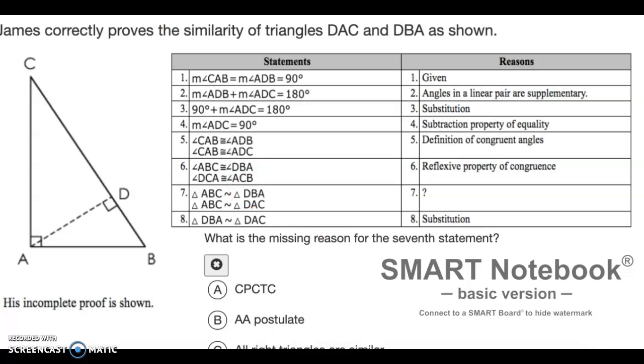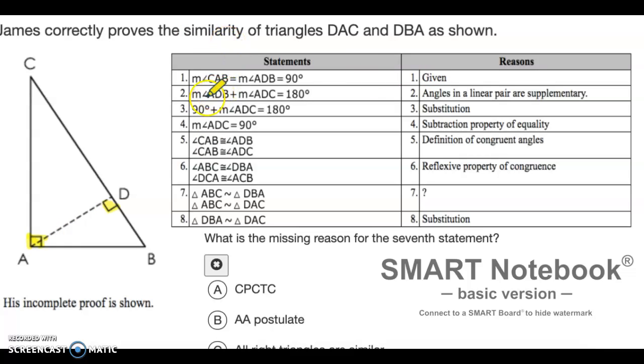with the correct reason. So to start, our given is that the measure of angle CAB, so if we look at our picture here, let's find CAB, so CAB is right here, it's a right angle, is equal to the measure of angle ADB, and both of those angles equal 90 degrees. So we're just confirming that the angles that are marked as right angles are actually right angles.